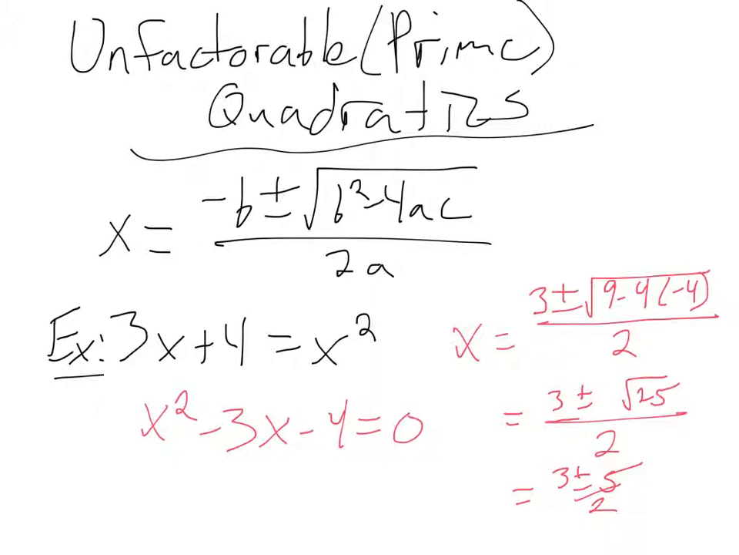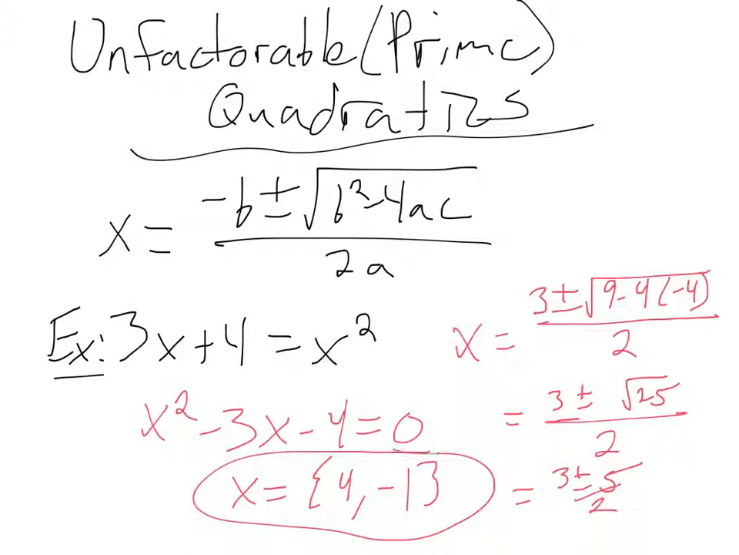And so if we end up getting rational solutions, i.e. there are no square roots left over, 3 plus or minus 5 over 2, we want to write out each of those separately. So 3 plus 5, divided by 2, is 4, so 4 is one solution. And if it was 3 minus 5, it'd be negative 2 over 2, which is negative 1, right? So we got the same solutions that we knew we would get from factoring, so that's a good thing, right?